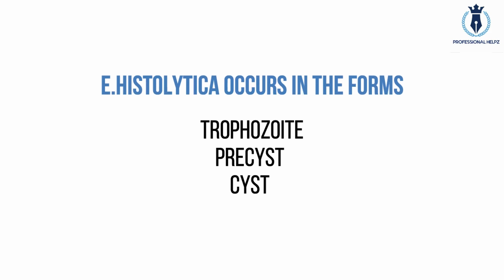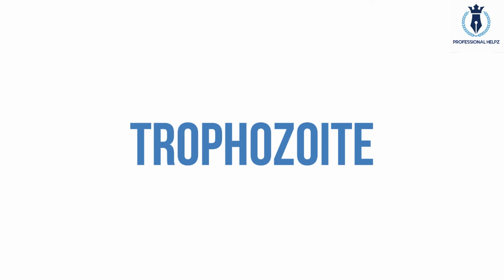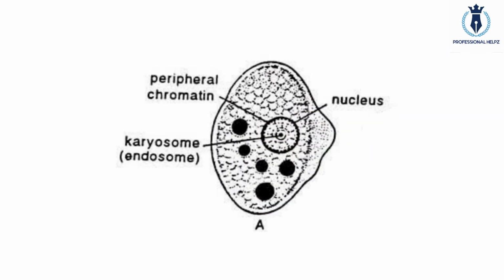Now let us look into the morphology. Entamoeba histolytica occurs in the forms trophozoite, precyst and cyst. Beginning with the trophozoite, it is a vegetative or growing stage of the parasite. It is irregular in shape. It is large and actively motile in freshly passed dysenteric stool, while smaller in convalescents and carriers.